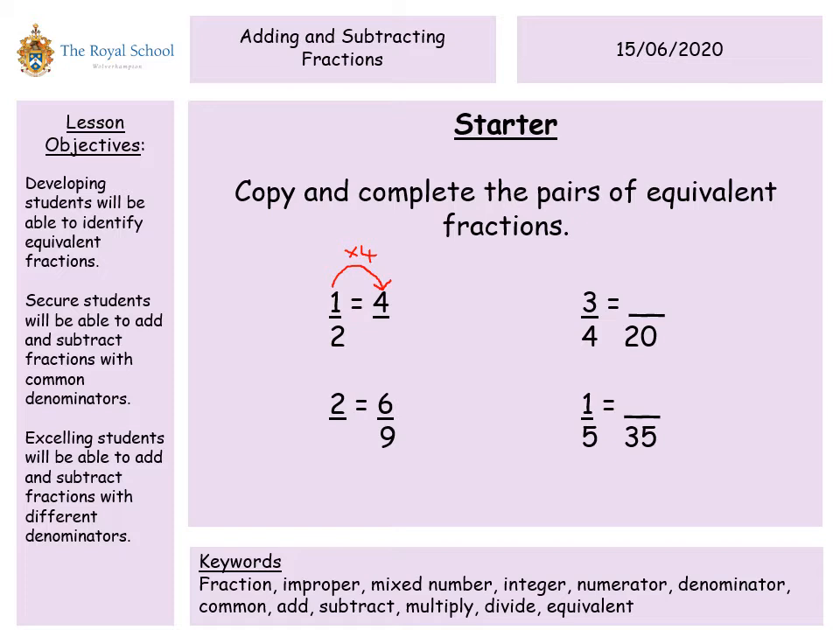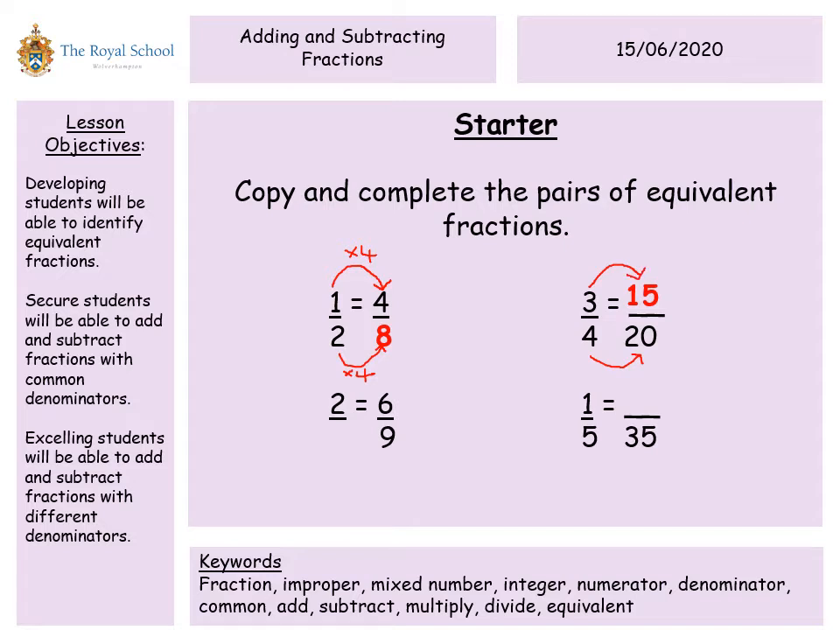Therefore 2 has also been times by 4. It's got to have been times by the same number. And then 2 times 4 is going to give us 8. Same with the next one then. So we've got 4, the bottom number we're given here, so 4 has been times by 5 to get us 20, and then we need to do the same to the top number, so it's 3 times 5 to get us 15.